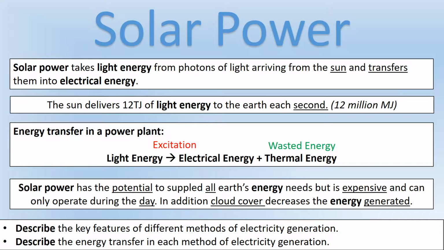But solar technology is quite expensive. It can only operate during the day because obviously there's no sunlight at night time. And if we get any cloud cover, that can also massively decrease the amount of energy that we generate. So it does have some fairly significant downsides, but the potential is very good and the price is decreasing over time. So that's solar power.